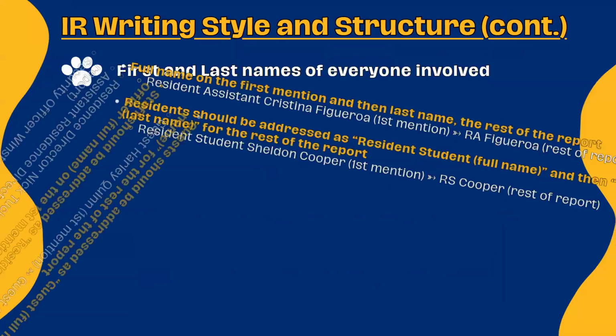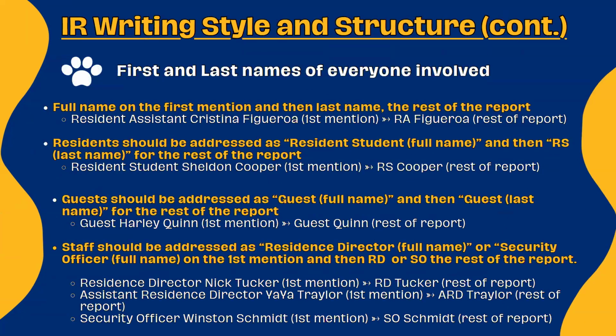As we continue discussing the IR writing style and structure, let's focus on how to refer to individuals involved in the incident. It's essential to use the full names of everyone involved at first mention. For instance, we would say Resident Assistant Joanna Verletza initially, and then refer to her as RA Verletza afterward. This helps maintain clarity and professionalism throughout the report. Similarly, for residents, we introduce them as resident student, full name, and then transition to RS last name. For example, resident student Sheldon Cooper becomes RS Cooper in subsequent mentions.